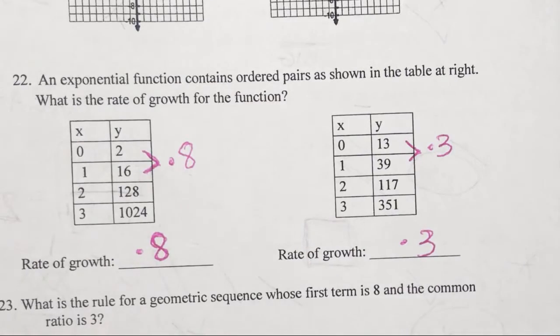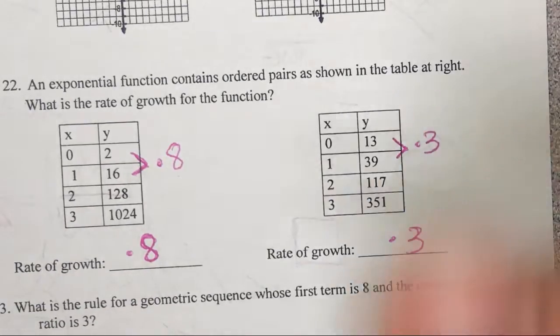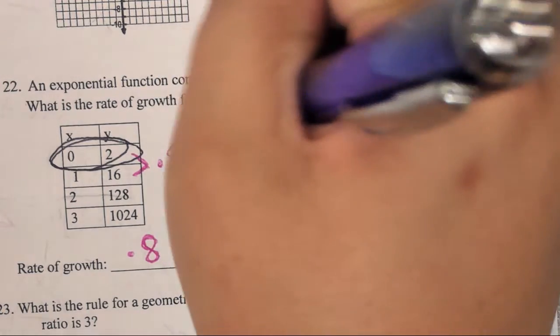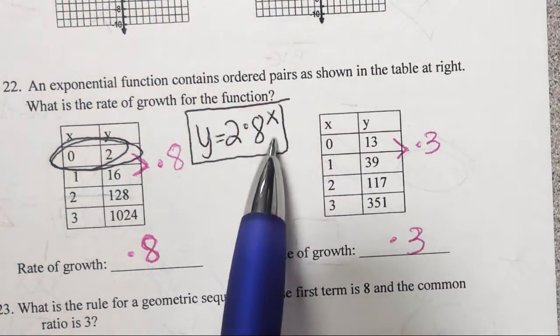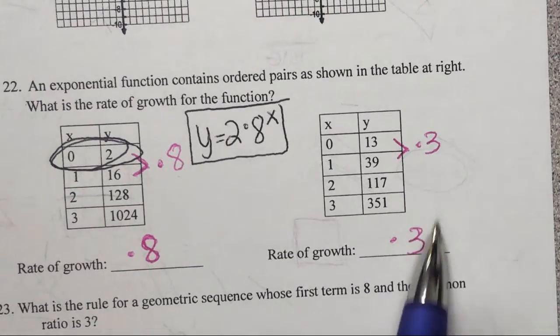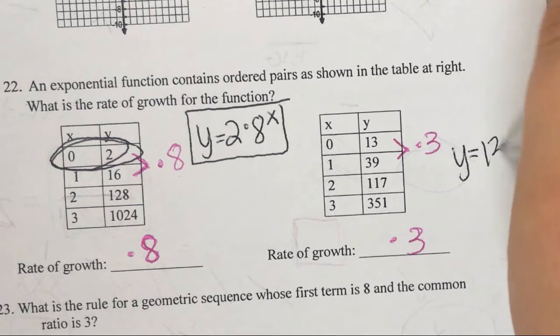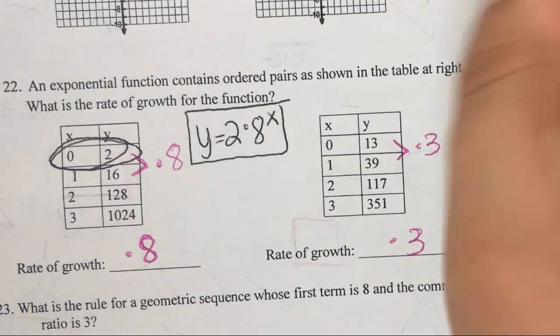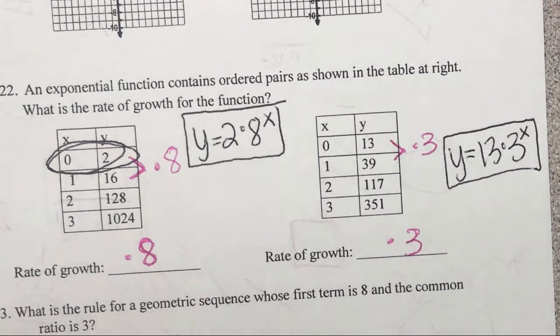Could I write an equation for these? Yeah, because do I have my initial value? So it would be y equals 2 times 8 to the x. Where you start times your rate to the x. What about this one? What would this equation be? Y equals 13 times 3 to the x. Say it again. Because the equation one works too.